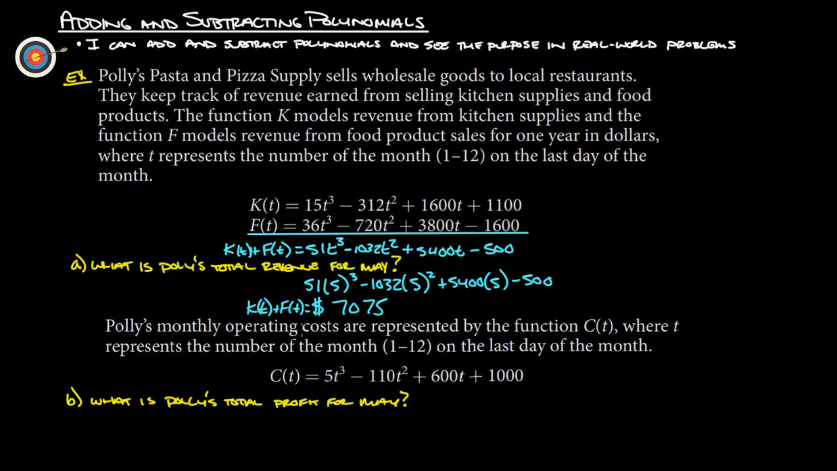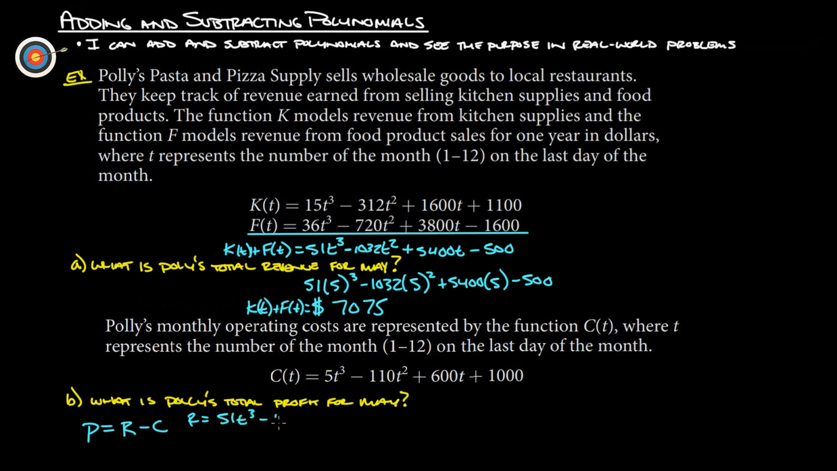Next, Polly's monthly operating costs are represented by the function C of T, where T represents the number of the month, 1 through 12, of the last day of the month. What is Polly's total profit for May? In order to calculate profit, profit equals your revenue minus your cost. So this up here is the revenue, and we have to take the revenue and subtract the cost.